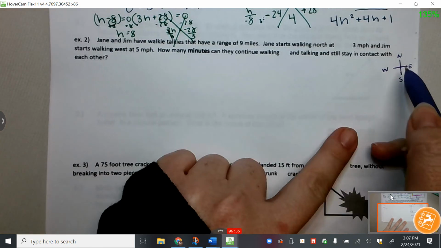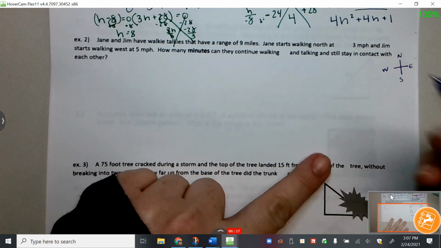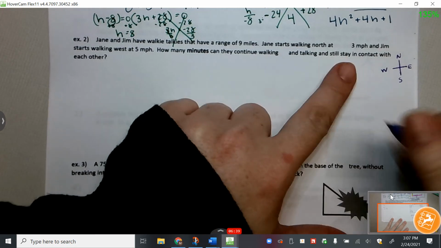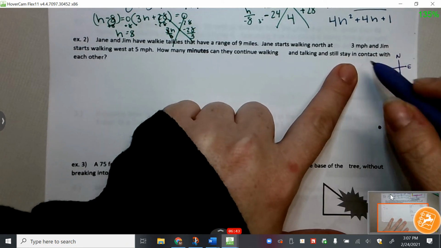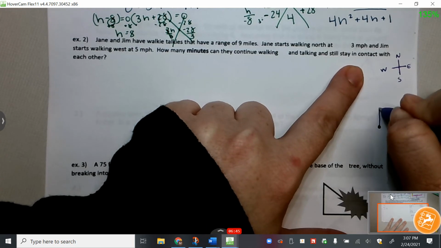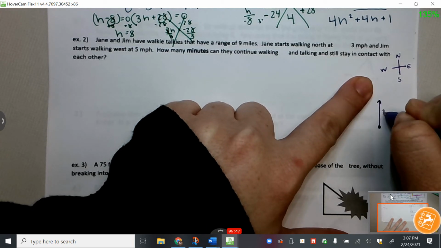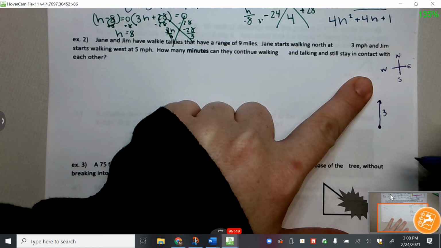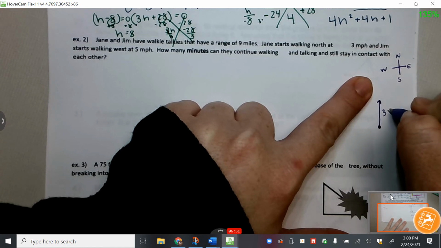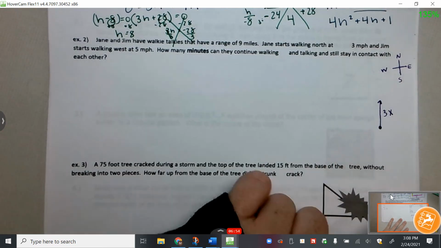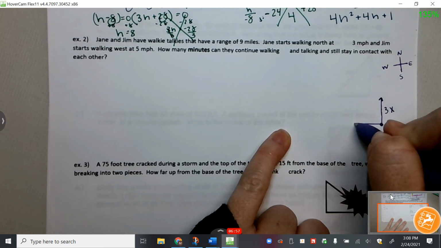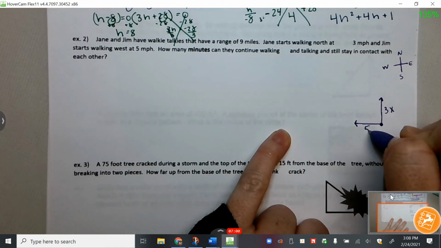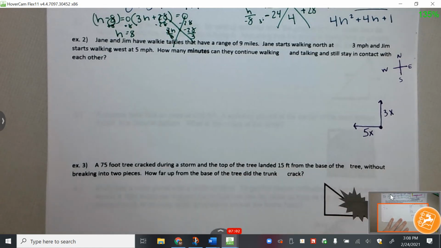Okay, first off, we were talking about north, south, east, and west. So it says that Jane starts walking, so we'll say they start here. Jane starts walking north at 3 miles per hour, and we're just going to say x for per hour. And Jim starts walking west, so west is to the left, at 5 miles per hour. Remember, every and per tells you where's your unknown.